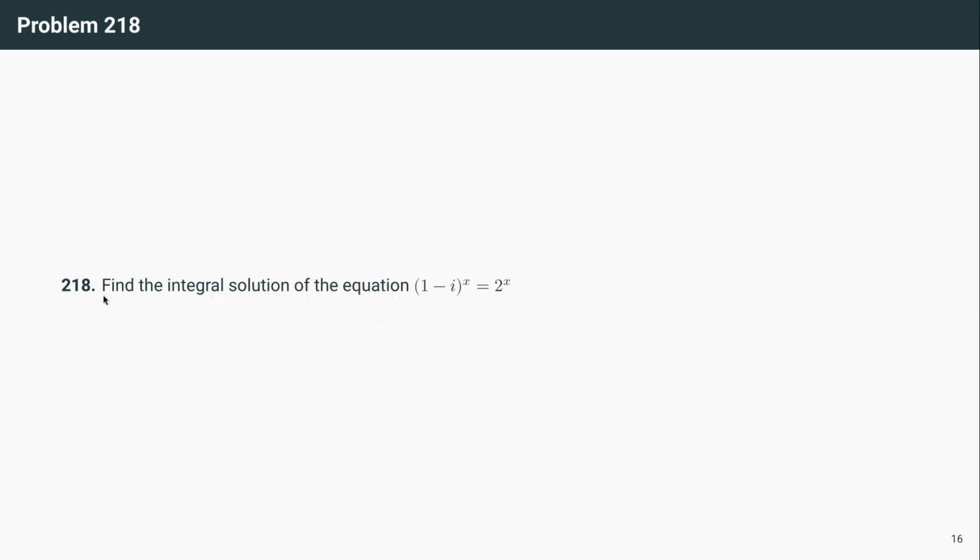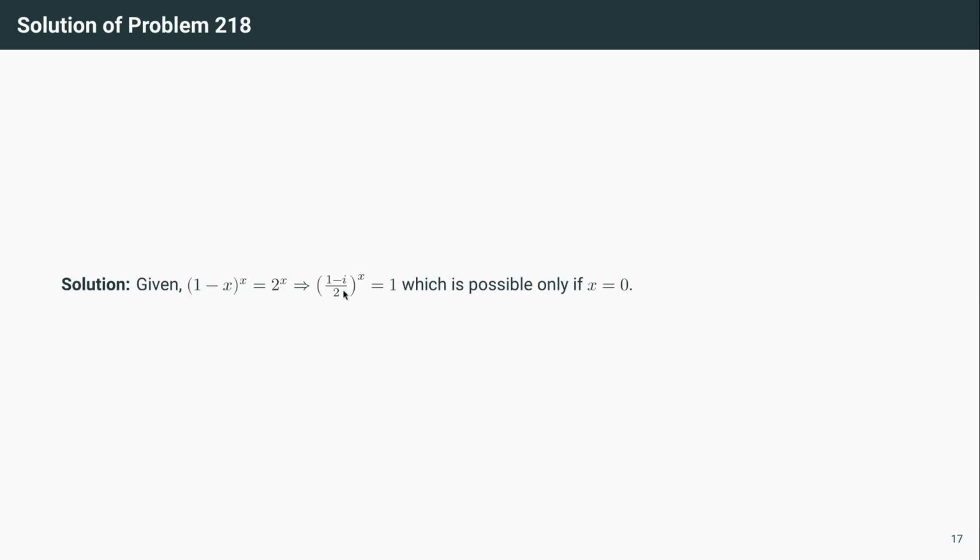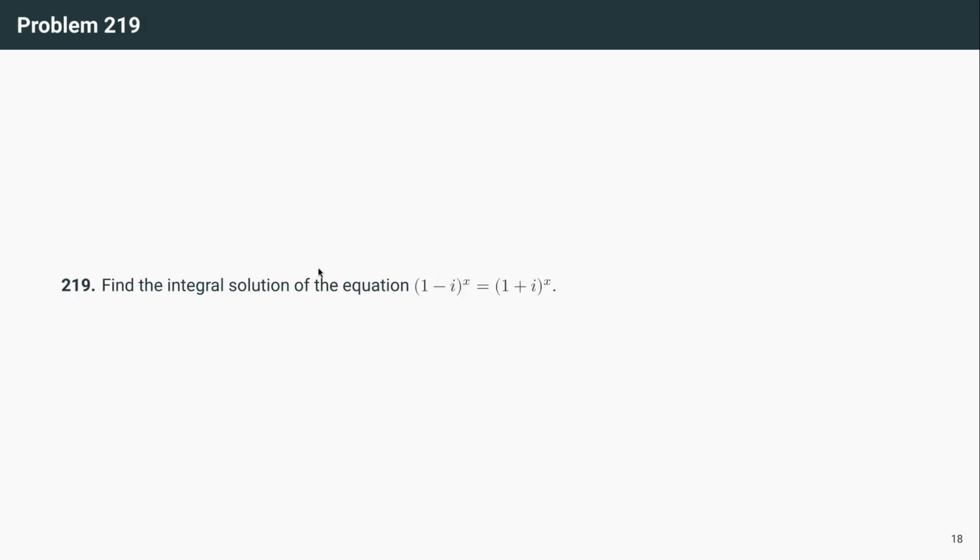Question 218 says that find the integral solution of the equation (1 minus i) to the power x is equal to 2 to the power x. So, similar to the previous problem, we have (1 minus i) by 2, to the power x, is equal to 1, which is possible only if x is equal to 0.